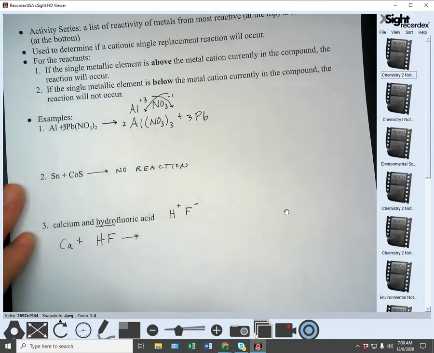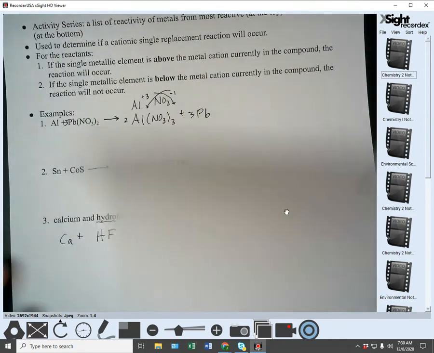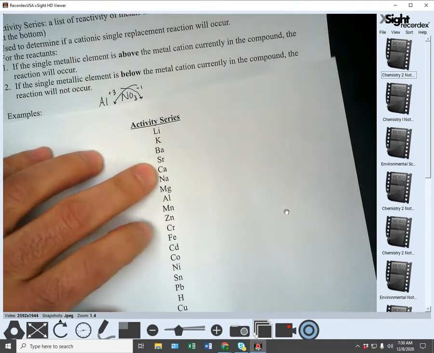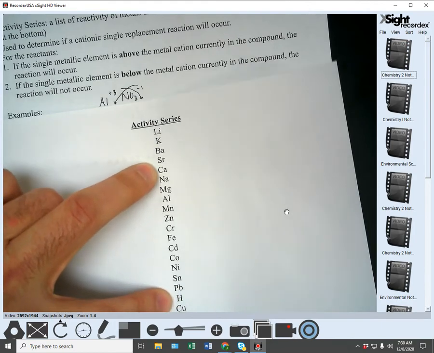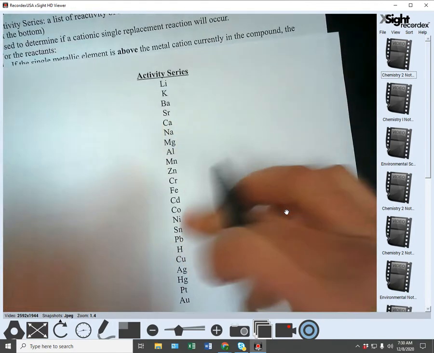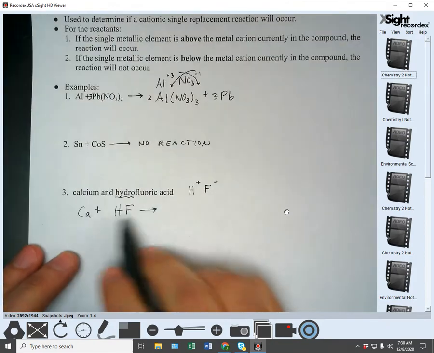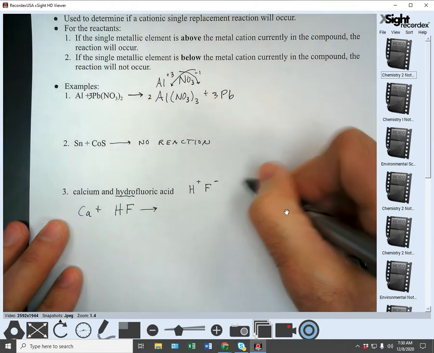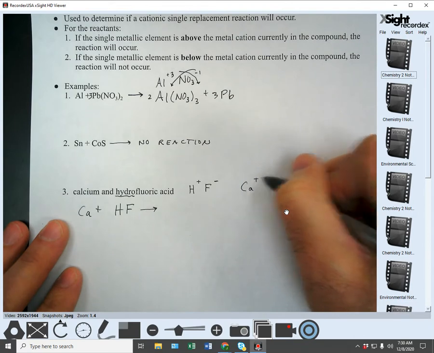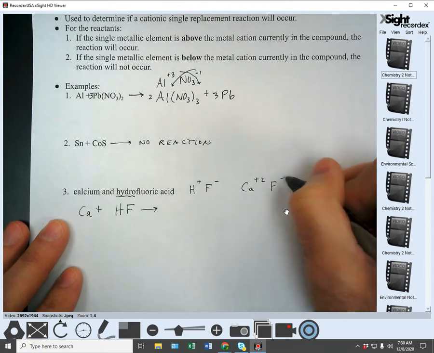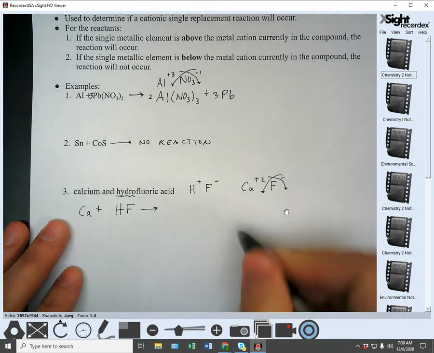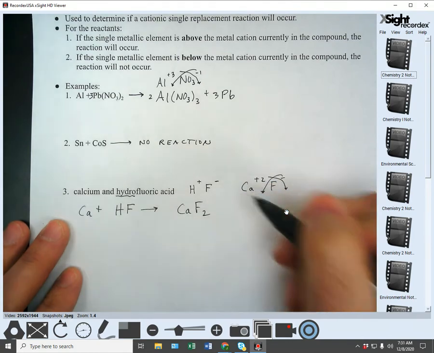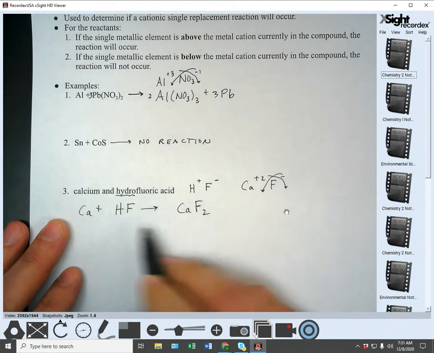All right, now let's see if this will occur. We've got calcium and hydrogen as our 2 cations. Calcium is here, hydrogen is down here. So calcium is more reactive than hydrogen, so it will take the fluorine away. So we're going to end up with calcium, which is a +2. Fluorine, we've already said, is a -1. So we cross down, we get CaF2, right?